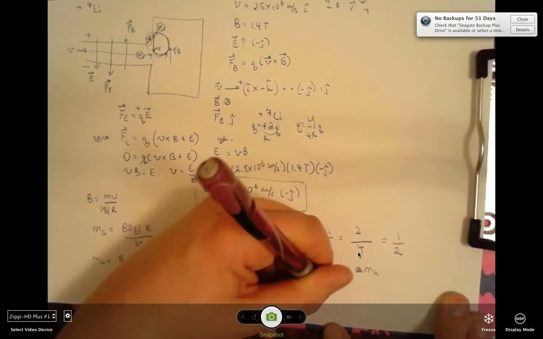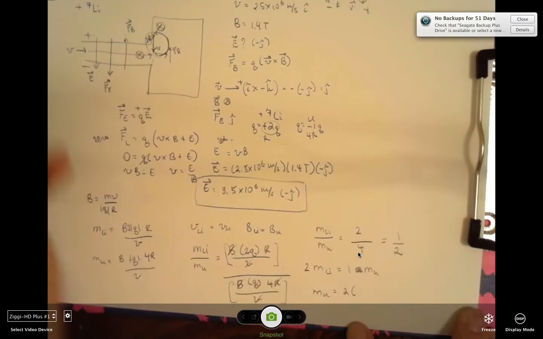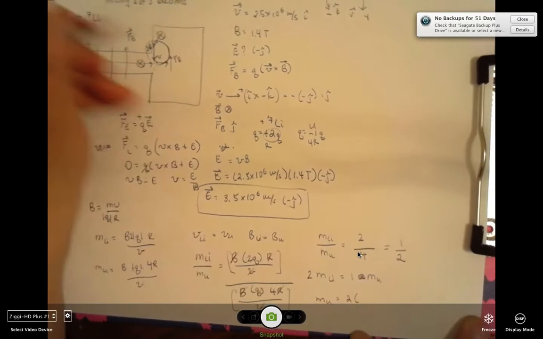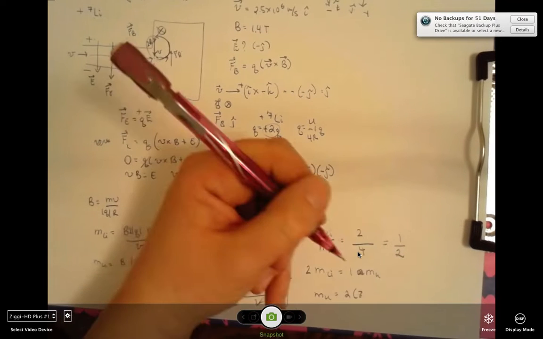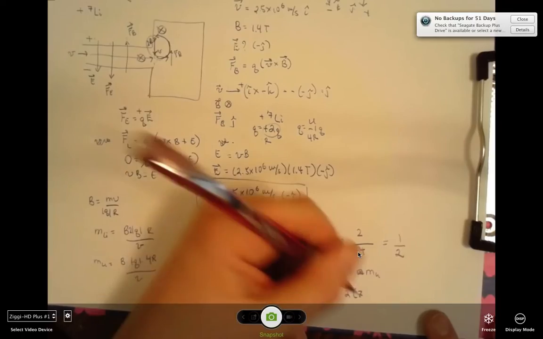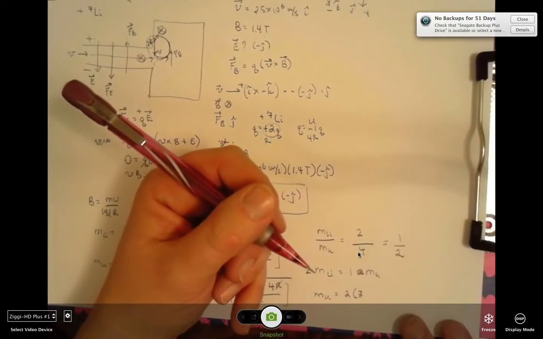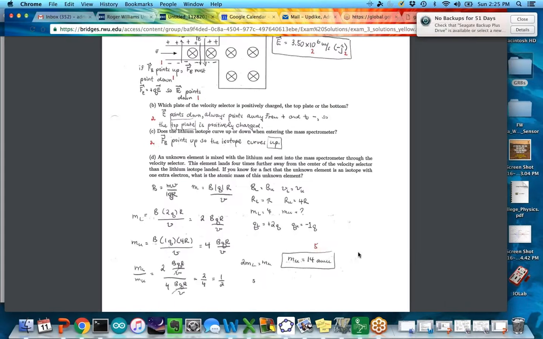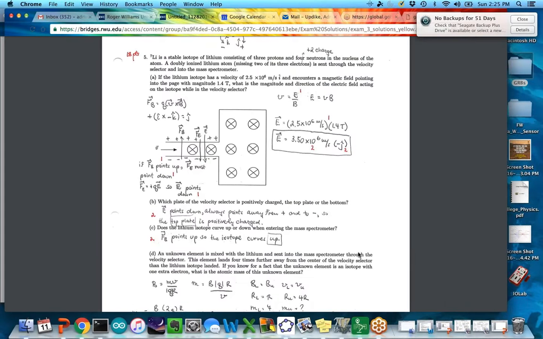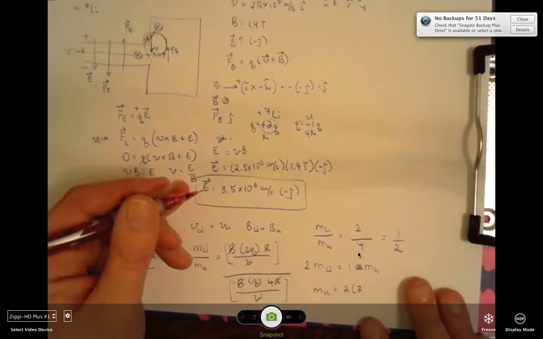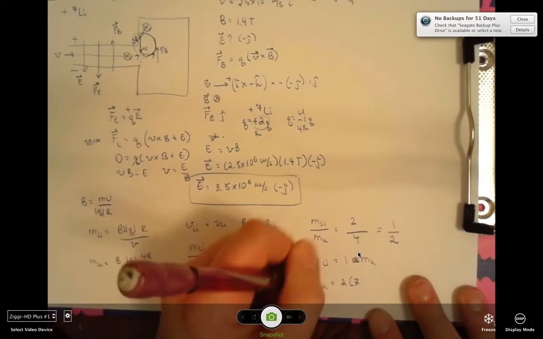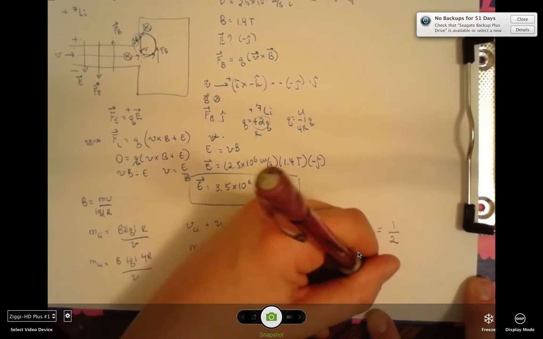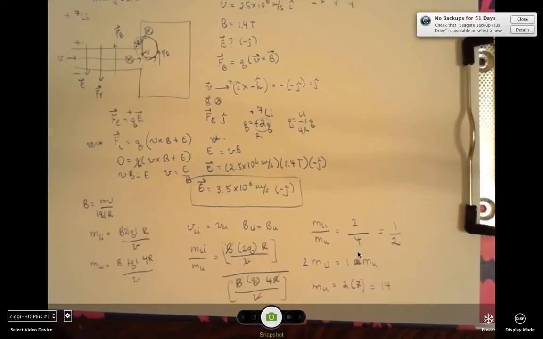So the mass of the unknown is 2 times the mass of the lithium, which is simply 7. Lithium has 3 protons and 4 neutrons. So that gives it an atomic mass number of 7, because that basically assigns 1 to each of those. So this should have an atomic mass number of 14.